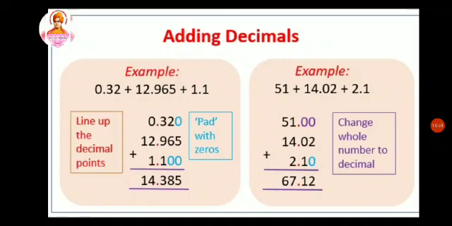For example, here I have three numbers: 0.32, 12.965, 1.1. These are unlike decimals because the decimal part has different decimal places. So I am going to change them into like decimals first. For this, I should add zeros at the end of the decimal part. So I should find the largest number of decimal places among the numbers given.